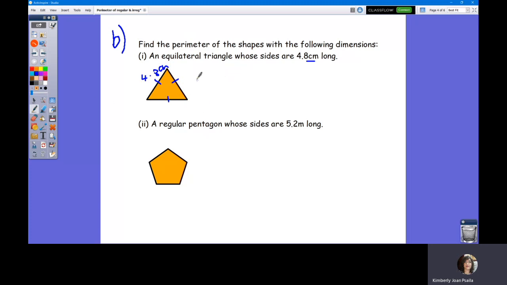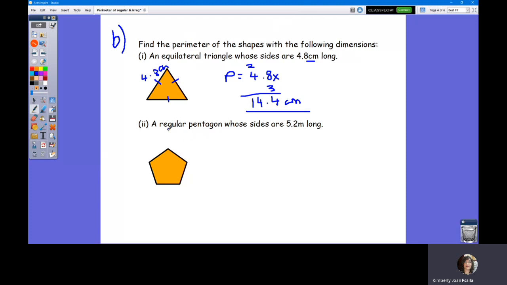How do you find this perimeter? Either you add 4.8 plus 4.8 plus 4.8, whereas we can use a shorter method. 4.8 multiplied by how many sides you have, multiplied by 3. So 8 times 3 gives us 24. We write the decimal point here. 4 times 3 gives us 12. 12 plus 2 gives us 14. So the perimeter of this shape is 14.4 centimeters.